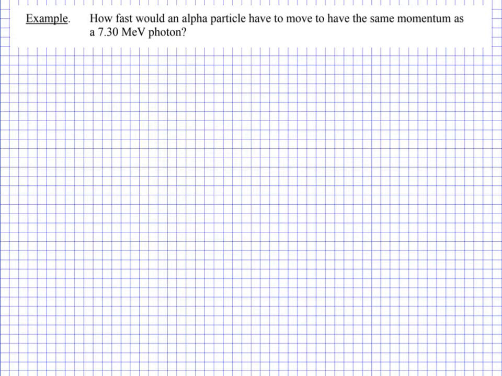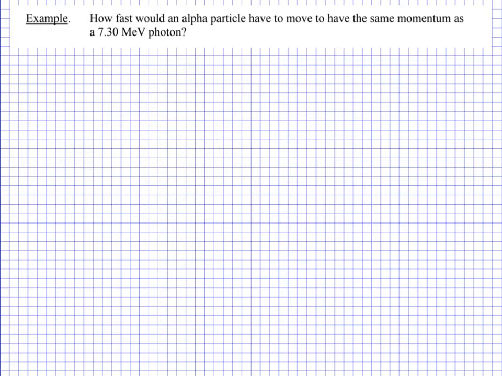This is Unit 5, which is Atomic Theory, and this is Lesson 4, where we start to look at the Compton effect. So here's our example. We want to know how fast an alpha particle would have to go to have the same momentum as a photon with 7.3 mega electron volts of energy.